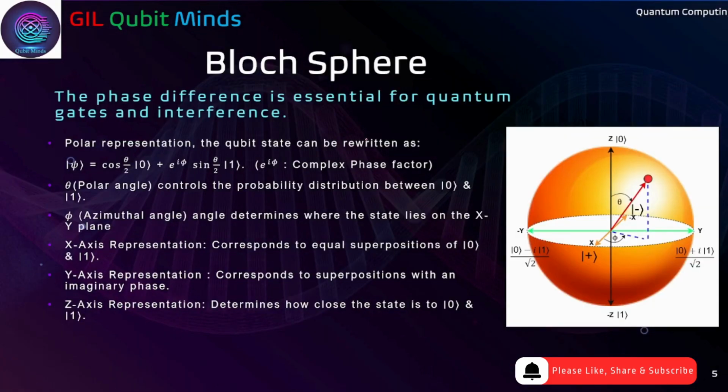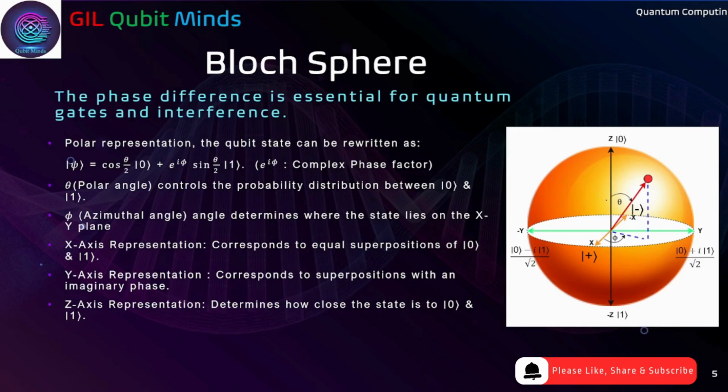Now in our previous session we have seen the Bloch sphere. Let me recap it a little bit. This Bloch sphere is a representation of a qubit. If you want to represent where the qubit is, we can use a graphical or geometrical representation of a qubit.